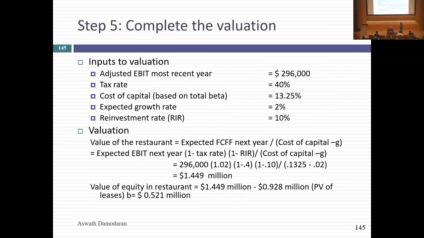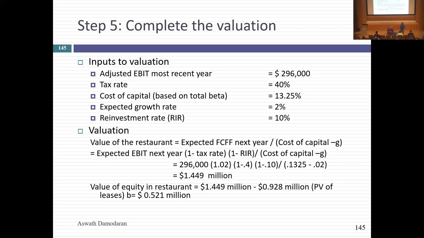I bring it together in my valuation. So there's the key person adjusted operating income growing at 2% next year, 1 minus the tax rate times 1 minus the reinvestment rate. So that's expected free cash flow of the firm next year divided by cost of capital minus the growth rate. I come up with a value for the restaurant of 1.449 million. I'm almost done because there's one final step. I have to subtract out the debt, which in this case is the present value of the leases.